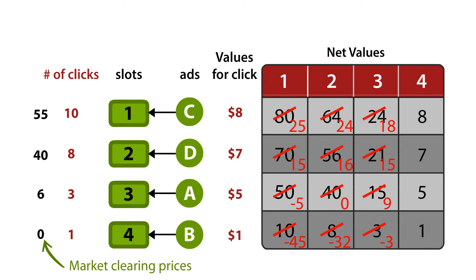Market clearing prices were natural in the context of selling items. In the context of slots, they're a little weird because slots, remember, are sold by click. The advertiser pays every time they are clicked on, and not when they get assigned to a slot. So let me actually go and translate these market clearing prices into click prices. So take the value of 55 for the 10 clicks that the first slot has, and that turns into $5.50 for every click. And similarly, every one of the other prices I translated into per click prices. So $40 for 8 clicks means $5 for each click.